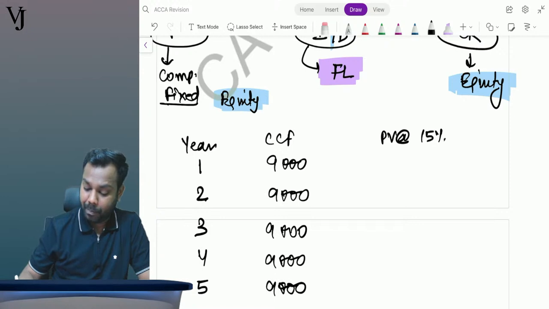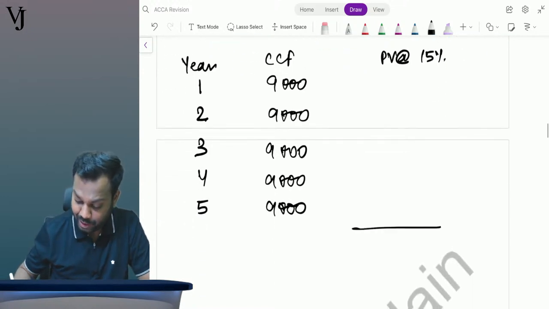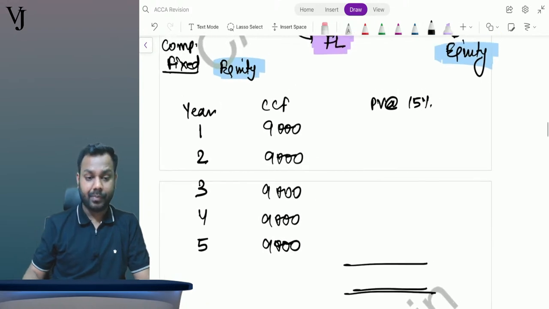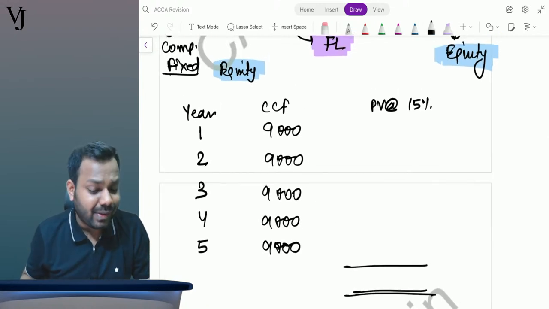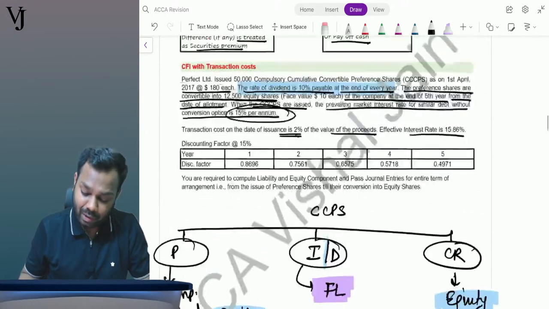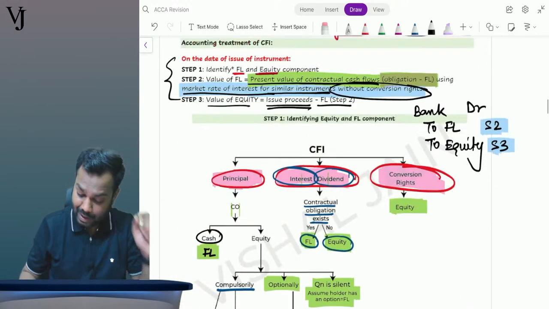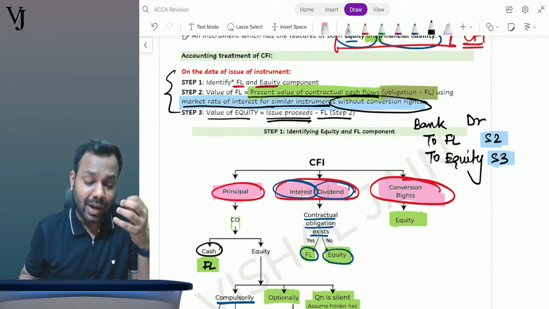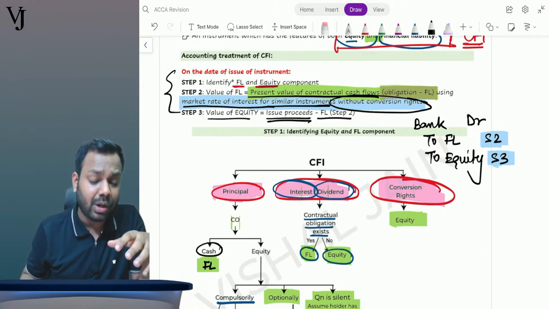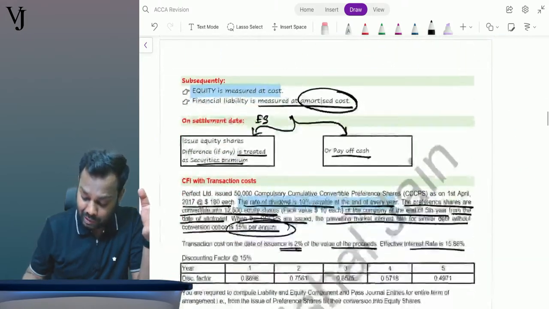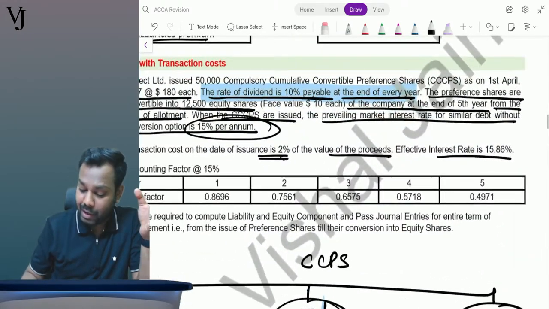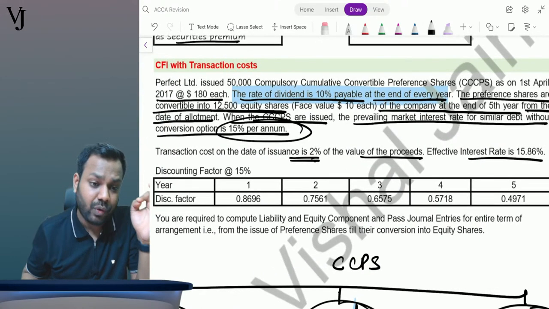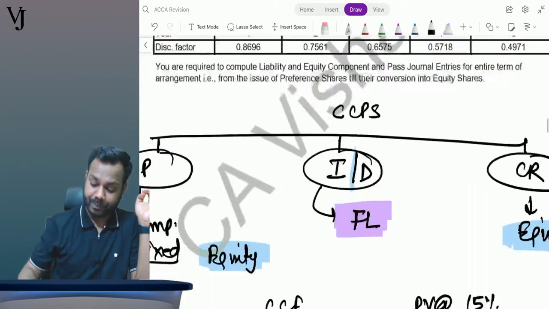Right, so present value at the rate of 15%. Can you please calculate and tell me the amount? Meaning that 15.86 is the effective interest rate. Now, did I ask you to calculate the present value using the effective interest rate? No, I asked you to calculate the present value using the market rate of interest without conversion rights. Which is given here as the prevailing market rate of interest for similar debt without conversion option, 15%, and hence we took 15% as the discount rate.